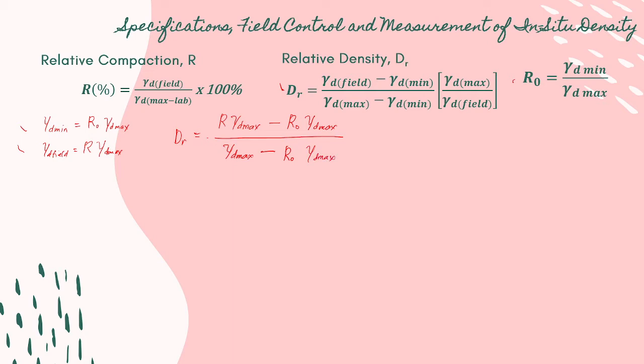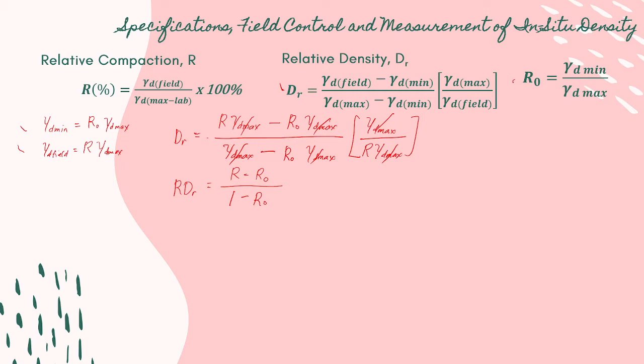times the maximum dry unit weight, all over R gamma d max. We can cancel this. So you can write D sub r is equal to R minus R sub O all over 1 minus R sub O.